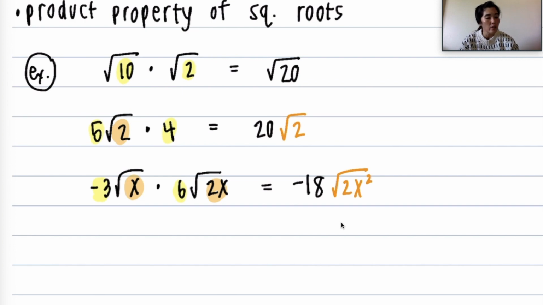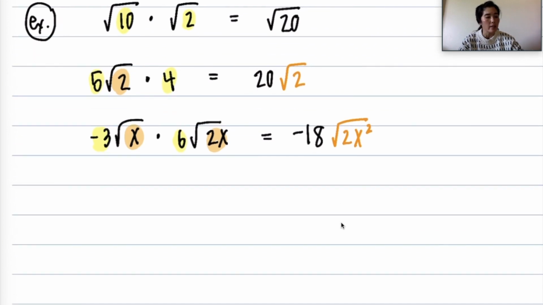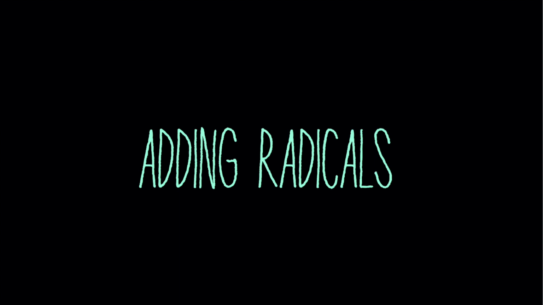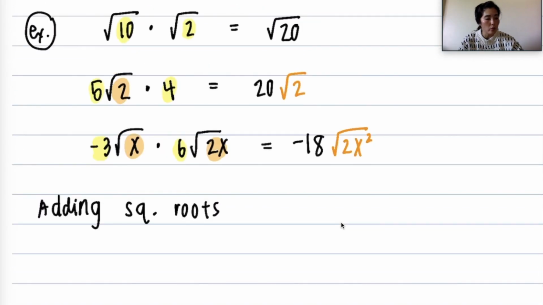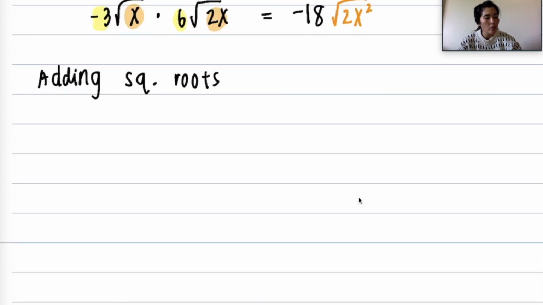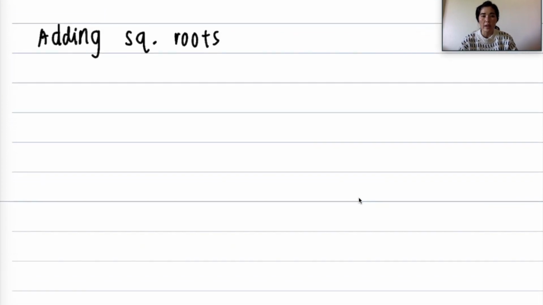Now, I'm going to tell you that's actually a little bit different than adding though. All right, so unlike multiplying, we were able to multiply essentially any numbers together. Here we had a 10 and a 2. Here we had an x and a 2x. Okay, with adding though, very similar to when we were adding our fractions and you had that common denominator, what we want to make sure is that adding square roots, only the same square root can be added together.